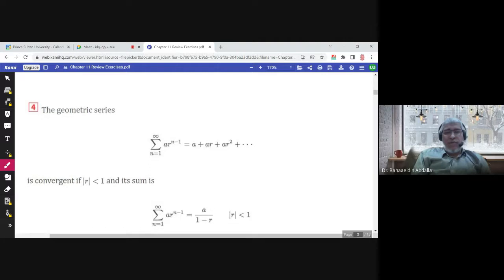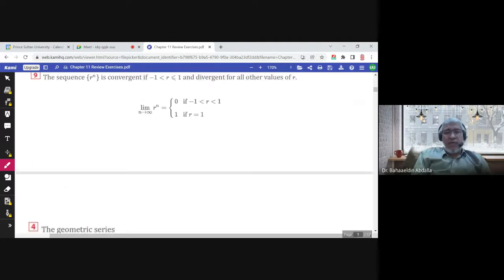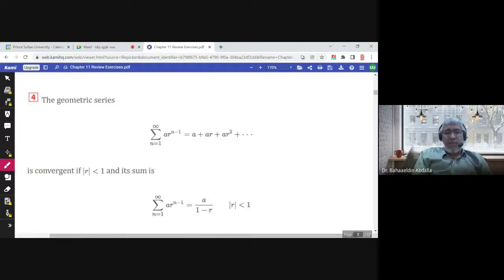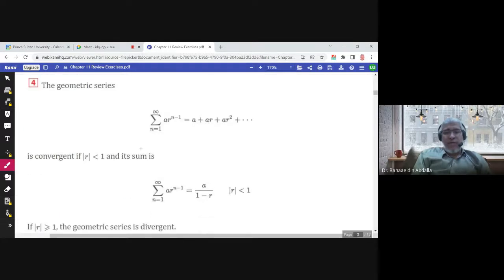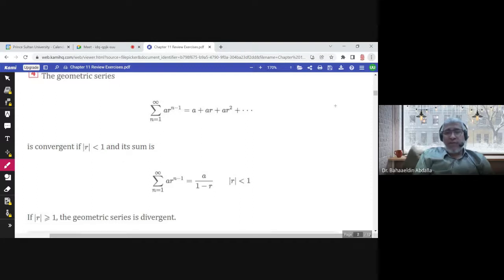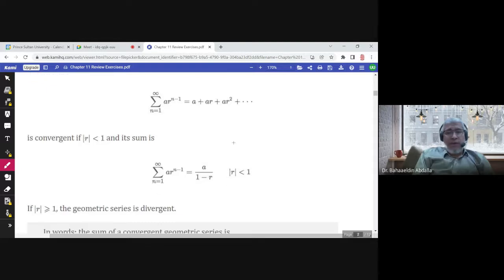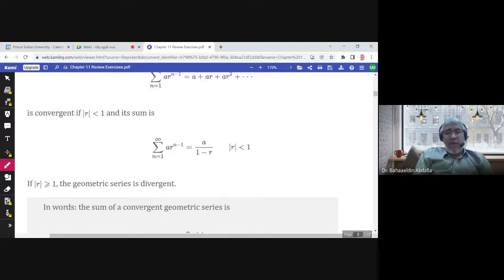We studied the geometric series as an example of series in section 11.2, and this is the form of the geometric series from n = 1 to infinity of a times r to the power n minus 1. And we have seen that if the absolute value of r is less than 1, then the sum of the geometric series is a over 1 minus r, where a is the first term and r is the common ratio.